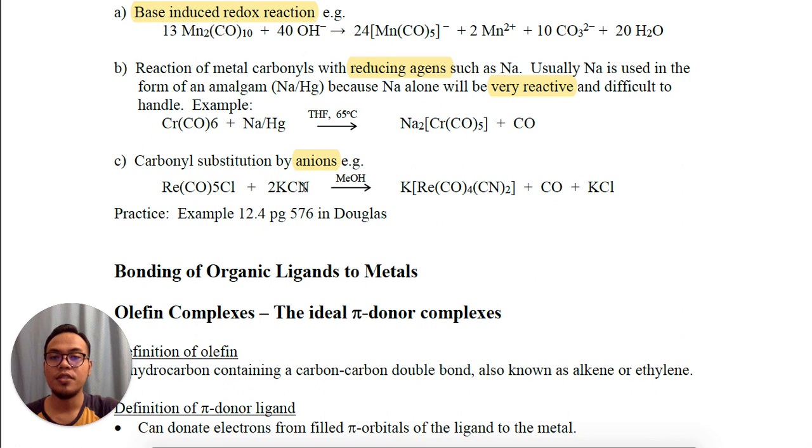Okay, and then the third one, how to prepare carbonylate anions by substitution by anions. So you can use KCN here. So the anion is CN. CN is cyanide. It is negatively charged. So it can replace your carbonyl. So you have 5 carbonyls here. You see, upon completion of the reaction using methanol as the solvent, you could see that you have 1 carbonyl left here, and this carbonyl is actually replaced by cyanide. Okay, so you're going to get carbonylate complex here.